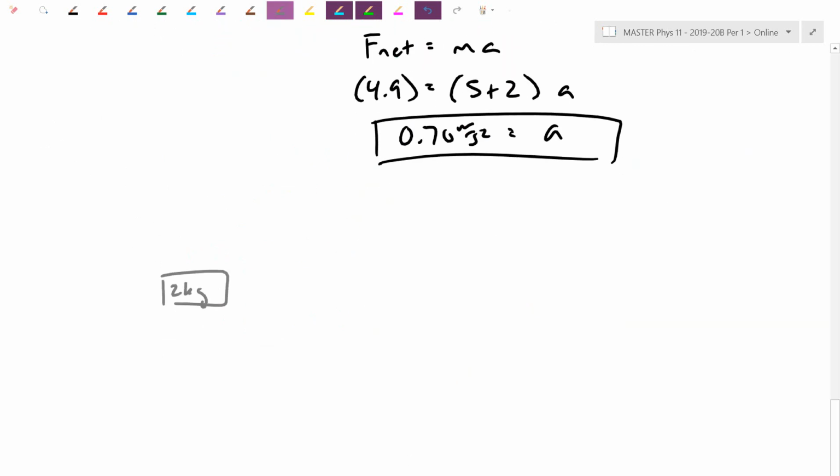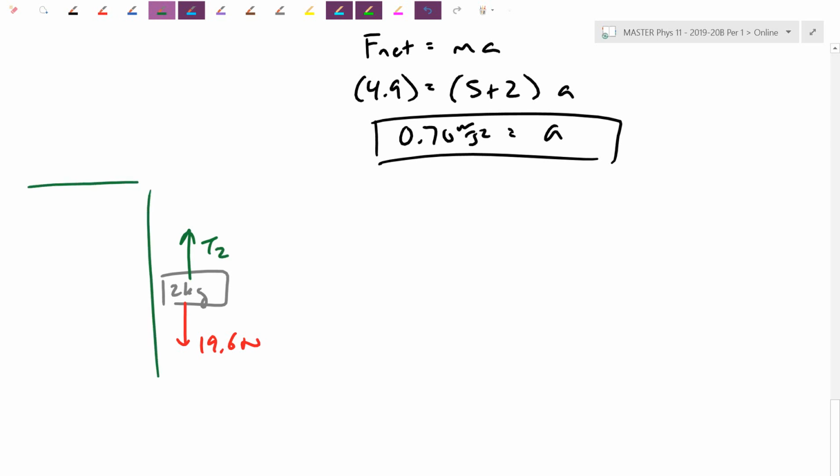Double check my numbers. I have a 2 kilogram mass. I had an Fg2, I believe it was 19.6 newtons. For this hanging mass here, there was a tension force, maybe tension 2. And I knew for this mass that was hanging off, there was an acceleration of 0.70. This is just a quick photo of how the setup is right now. When I run the clock, the system here does accelerate. With the 0.70, both masses have to have the same acceleration or the strings will snap.